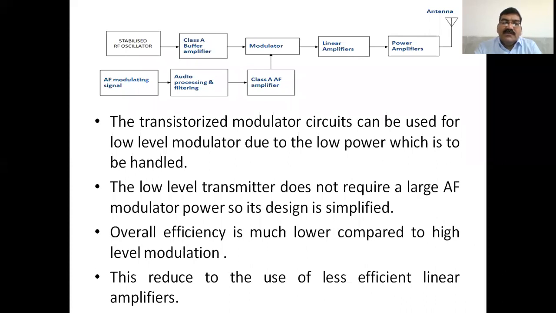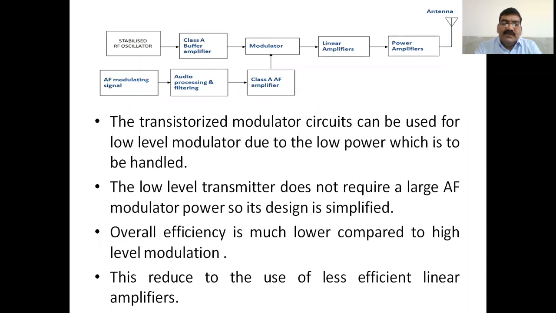Next. The low level transmitter does not require a large AF modulator power, so its design is simplified. As we mentioned, low level means compared to power. So the amplitude modulated frequency need not be very high power. Whatever the adequate power is, that can be managed in this low level modulator.